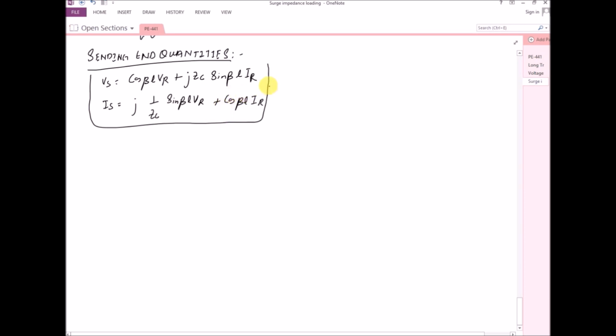These are found by putting gamma, which is the propagation constant, equal to j beta, because we are taking alpha equal to 0. So for the lossless line, the sending end voltage and sending end current are these 2 equations. Now we have to find beta L. We don't know the current IR, and we also don't know the phase receiving end voltage. So we will start from beta L.